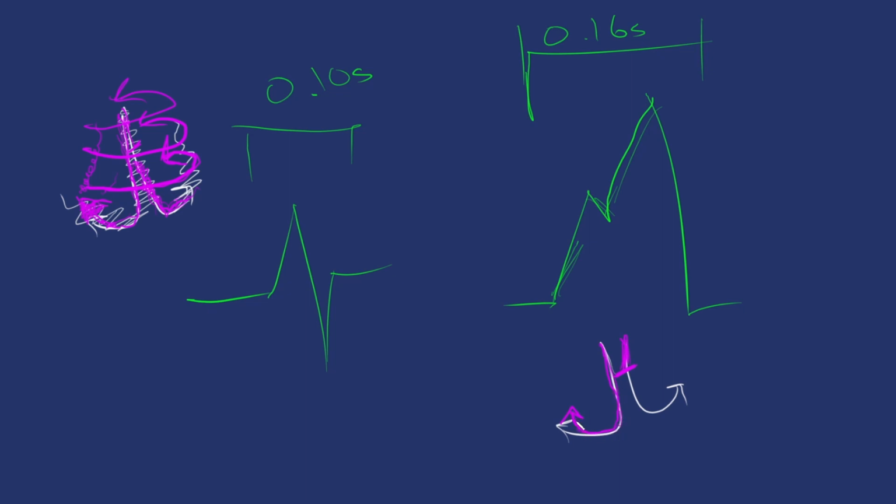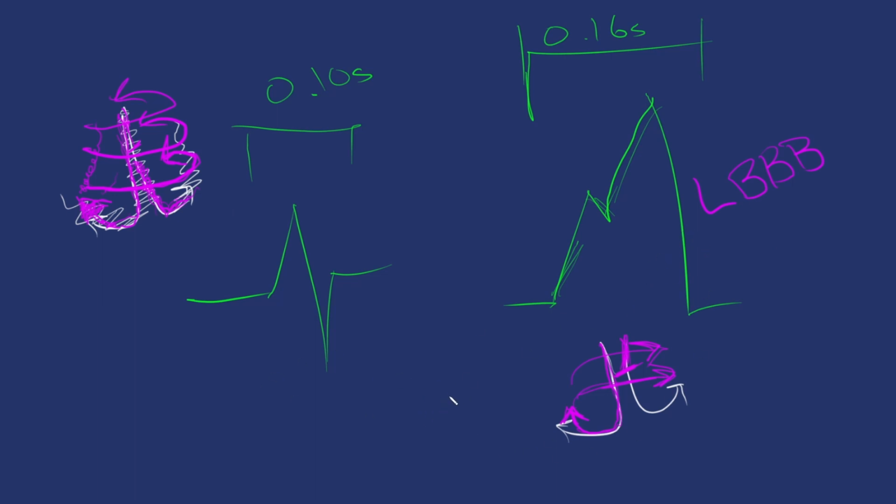So what happens is the right bundle branch has to take over, and then it needs to loop back over and depolarize the left. Okay, so because the left bundle is blocked, you'll hear this called a left bundle branch block, right?